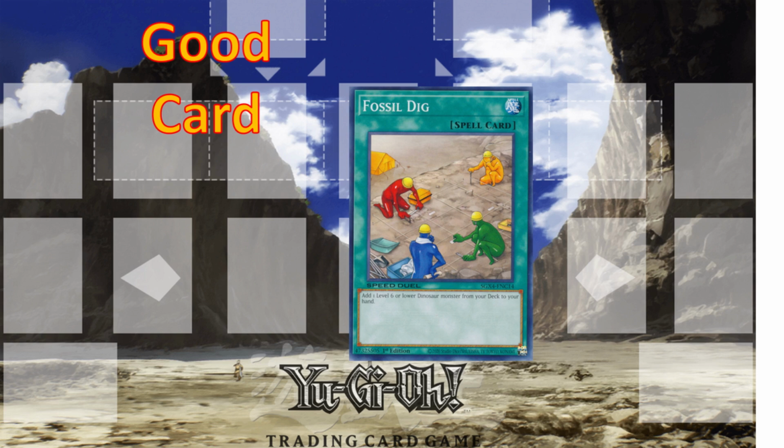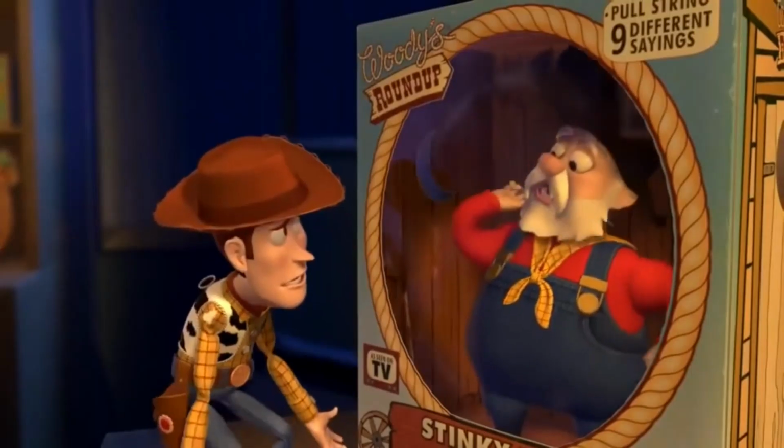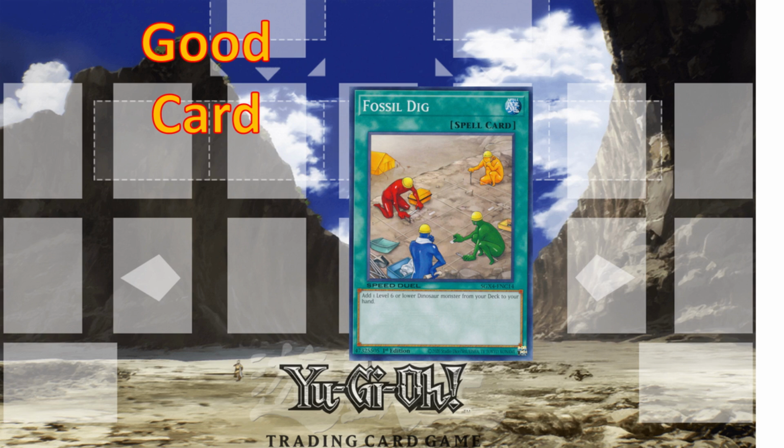For example, Fossil Dig. It has a simple effect: add one level 6 or lower Dinosaur monster from your deck to your hand. So usually cards that search a type or an attribute tend to be good cards. They have a simple description, get the job done, and get what you need.